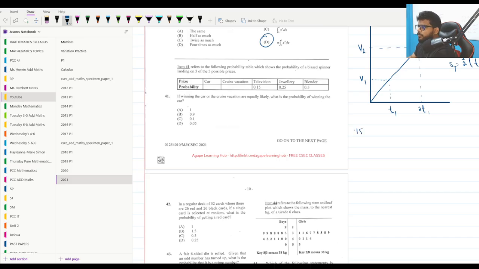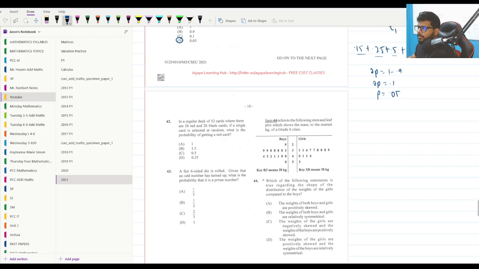So 0.15 plus 0.25 plus 0.5 supposed to be 1. Let me call this probability P, and they say that both of them are equally likely. So when I add plus 2P, it's supposed to be 1. So this plus this looking like 0.5 plus 0.4, which is 0.9. 2P is 1 minus 0.9. 2P is 0.1, and P is 0.05. D.